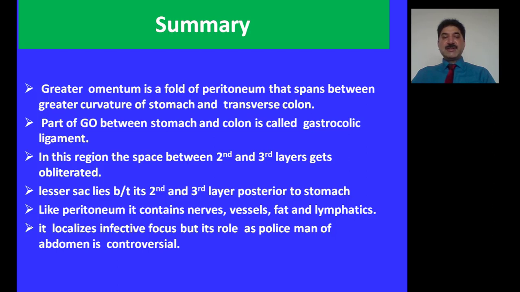Lesser sac lies between its second and third layer posterior to stomach. Thus, second and third layer form peritoneum of the lesser sac. It contains nerves, vessels, fat, and lymphatics. It localizes infective focus, but its role as policeman of abdomen is controversial, as it is believed that greater omentum moves to the site of inflammation by chance, not by choice.